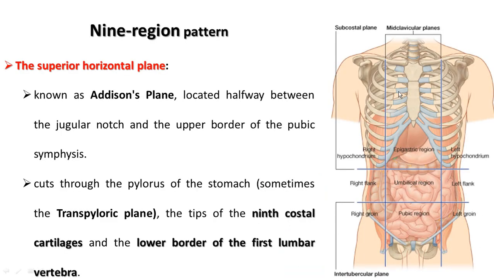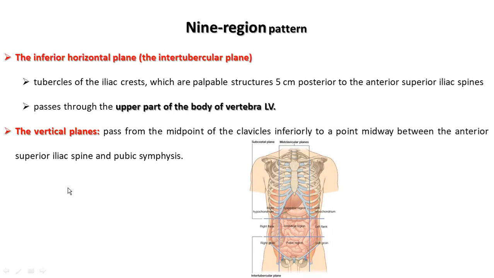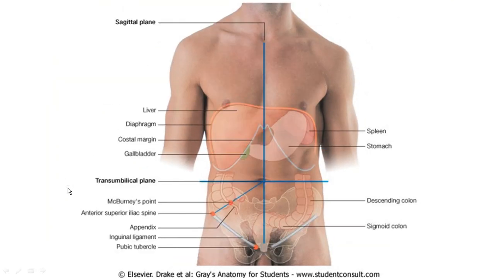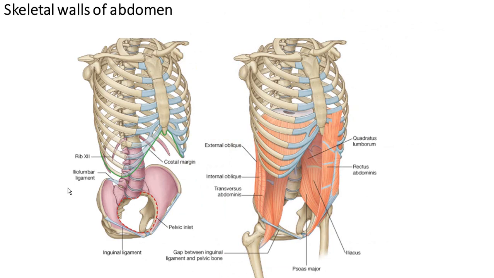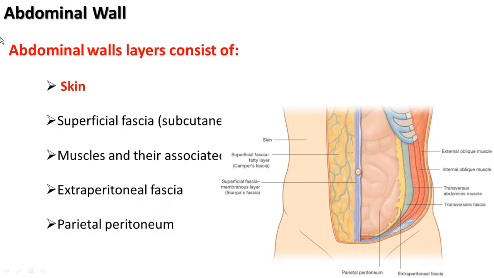Hypogastric region. We use the nine-region or four-region pattern to describe the location of the abdominal viscera and the abdomen and abdominal pain.